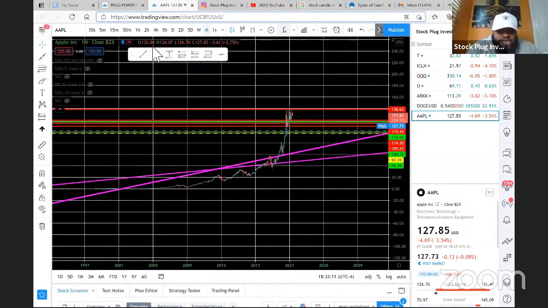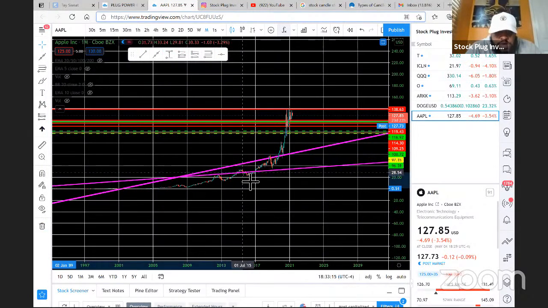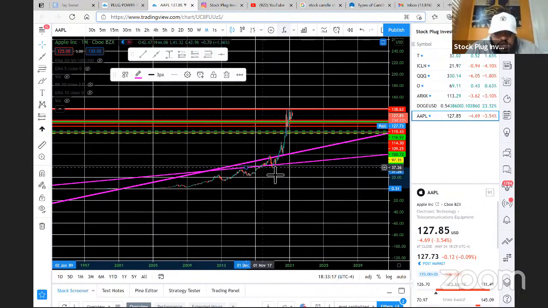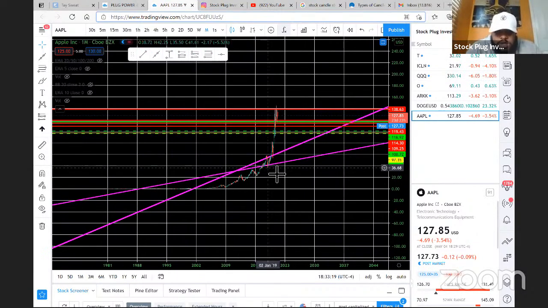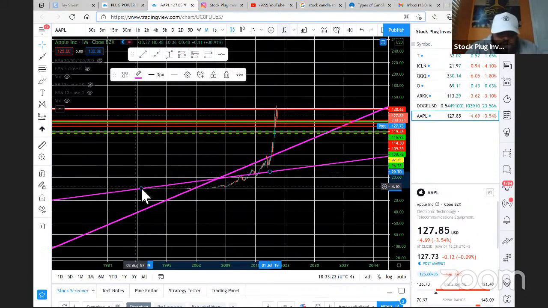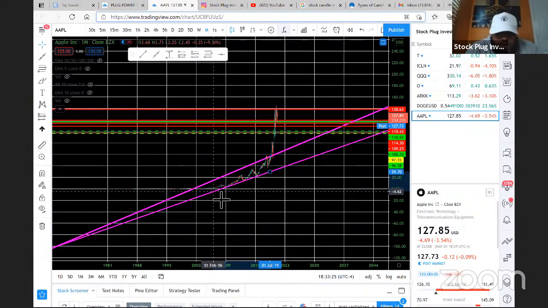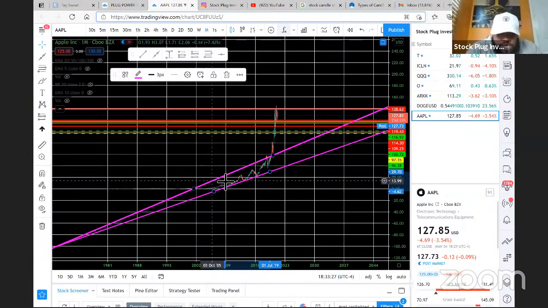So I did this chart a long time ago. I probably did this when I first started learning. So let me adjust it now. Actually, let me hit it with a little sauce. You know what I mean? Boom. That down here, this is on the monthly time frame. This is the stock on the monthly time frame.